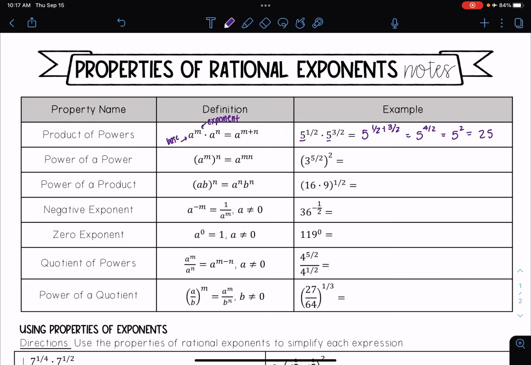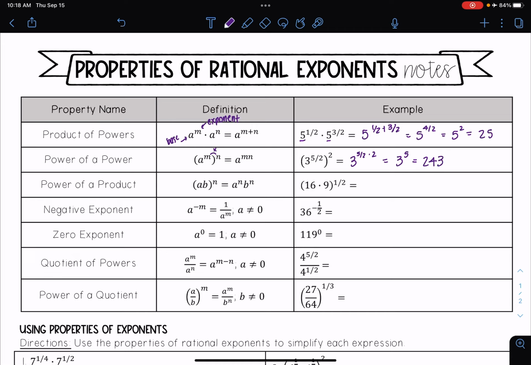Next I have power of a power. So this is when I have a to the m in parentheses all raised to the n power. Then what I do here is I multiply my exponents. So this will be equal to a to the m times n. That's when you have those two exponents that are basically next to each other, but just separated by parentheses. So here, 3 to the 5/2 raised to the second power would be equal to 3 to the 5/2 times 2, which when I multiply those fractions, I get 3 to the 5th. And 3 to the 5th power is equal to 243.